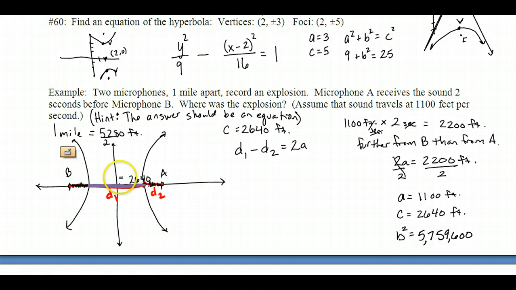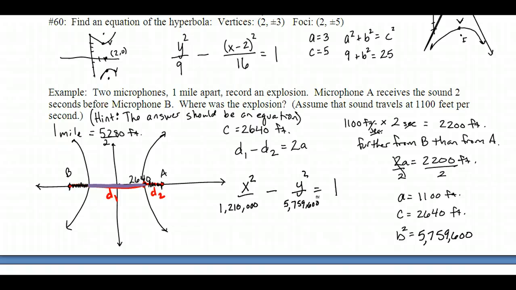But now I can write my equation. According to how I set this up, and obviously, because it's a word problem, you could set it up differently, my transverse axis is horizontal, so x will come first. So I have x squared, my center's at the origin, so I don't have to account for any shifting here, minus y squared. I know that has to equal 1. Well, a squared, the distance from my center to my vertex, I plug that in, 1,100 squared. We get 1,210,000 minus y squared divided by our b squared, which is 5,759,600.